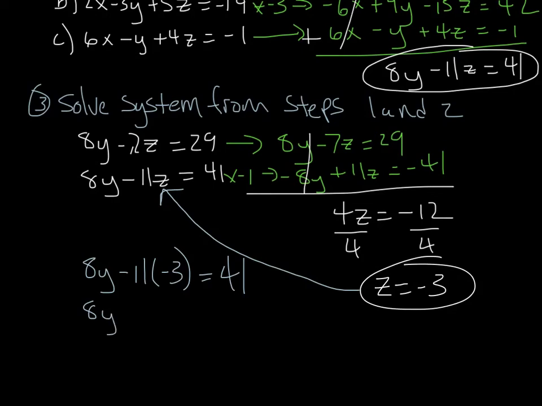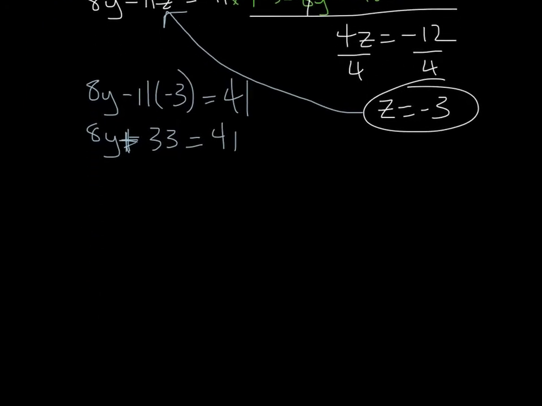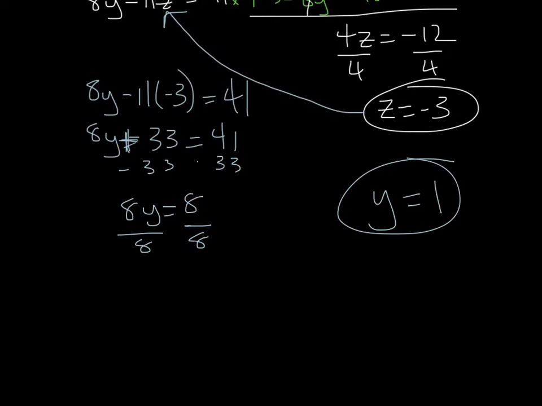So 8y plus, that's a plus 33 equals 41. And I can solve this. We know what we're doing here. Minus 33, and 8y equals 8. Divide by 8, divide by 8, and y equals 1. Well, I got two of my solutions. That second one came pretty fast. So once I got one, I was able to plug it in to get another one. Well, now I know 2. I've got solution 1, solution 2. I'm still missing the x, but I know y and z.